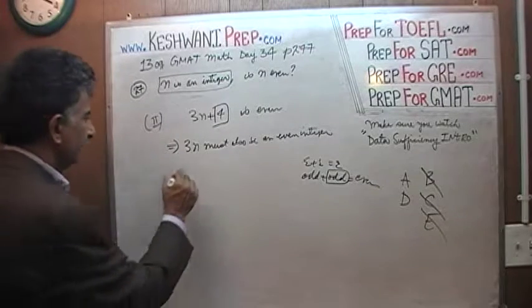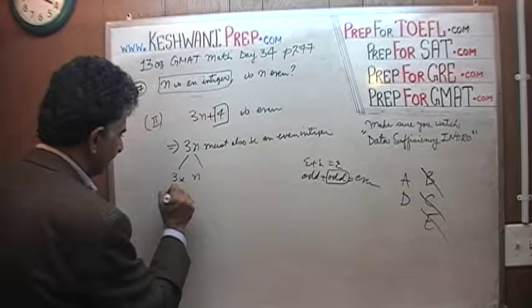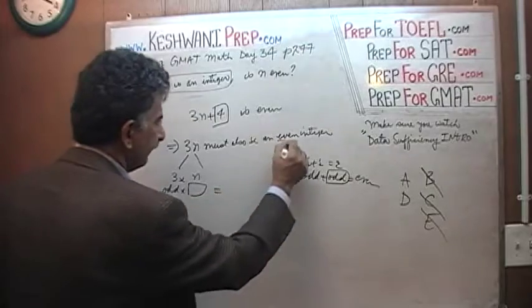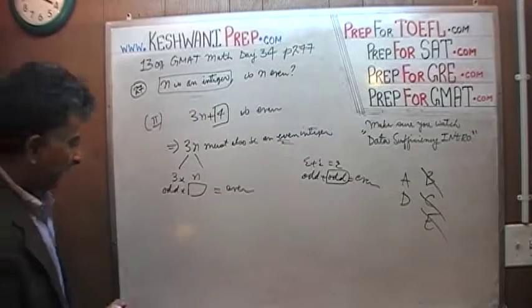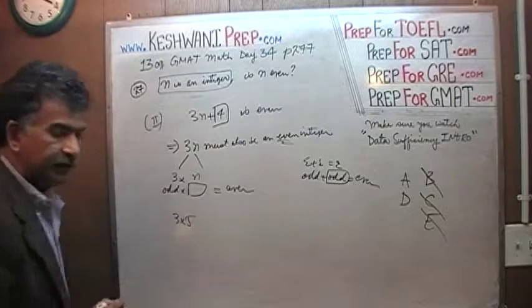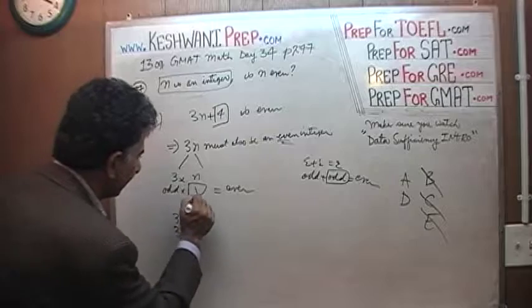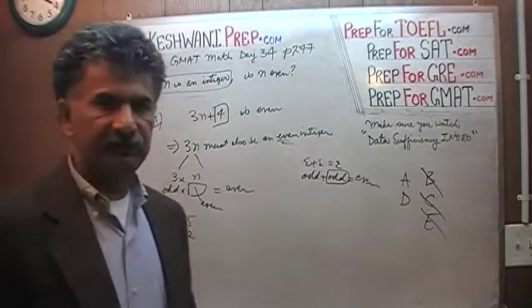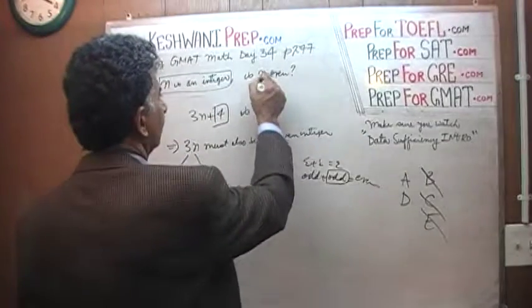One more time. If 3n plus 4 is even, then 3n must be even. If 3n is even, 3n is made up of 3, which is odd. Odd times some number is even. Odd times what would be even? Odd times odd, 3 times 5 is 15, is odd. Odd times even is even. So n must be even. Again, the second statement also leads us to the same conclusion, that this n that we have is in fact even.